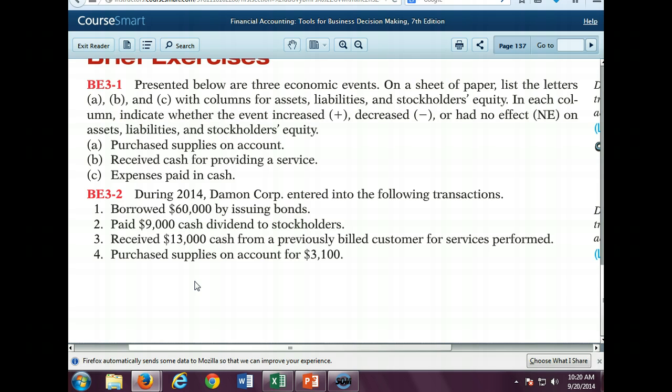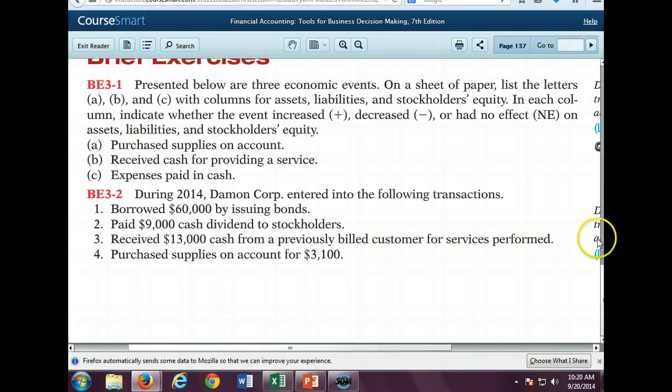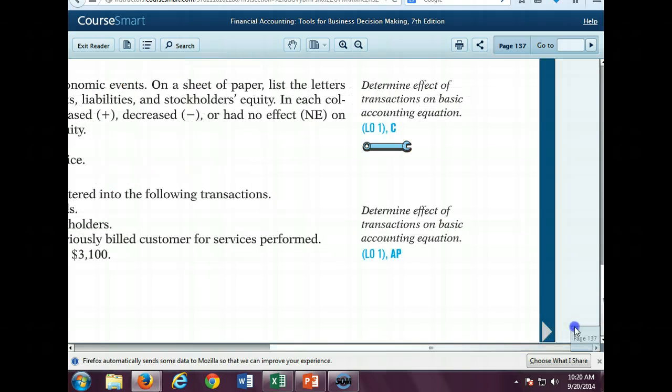Purchase supplies on account for $3,100. What happens there? Which two accounts are affected? AP and supplies. Supplies are affected, they go up. And accounts payable also goes up, doesn't it? Because we owe them the money, right? Yes, we owe the money. Okay, right. Now, let's go over to the next problem.